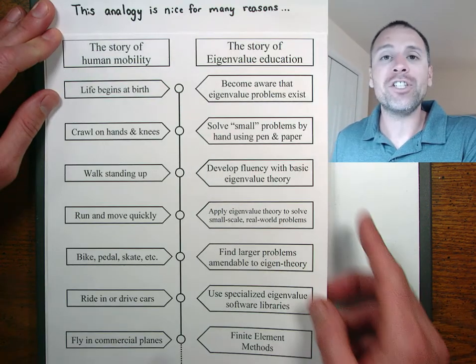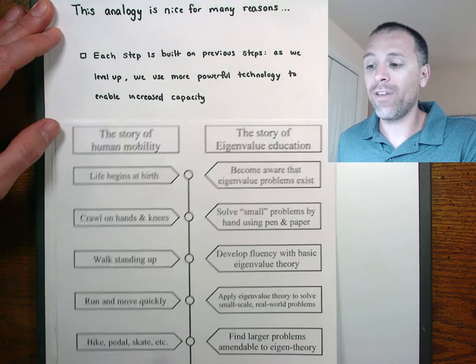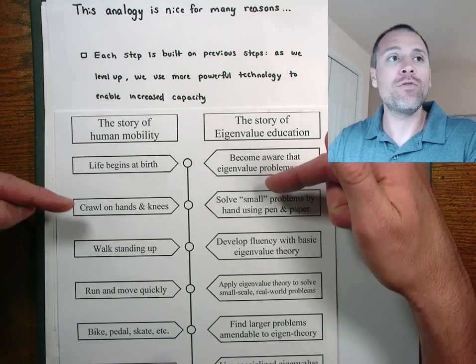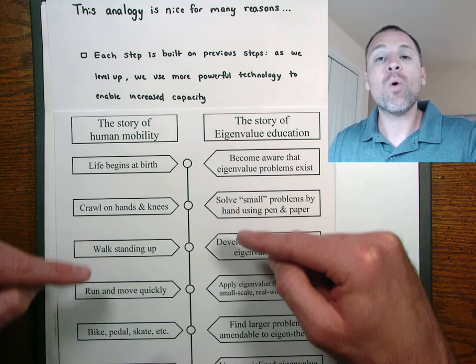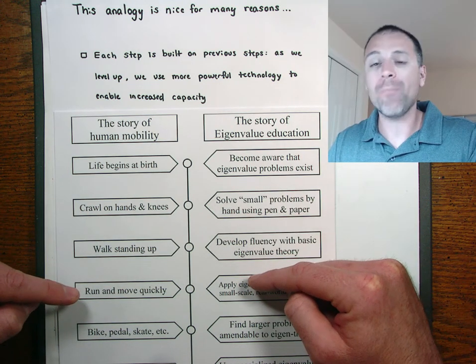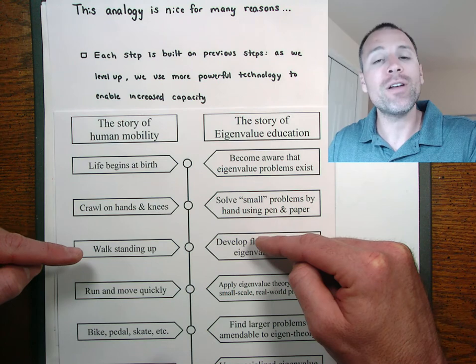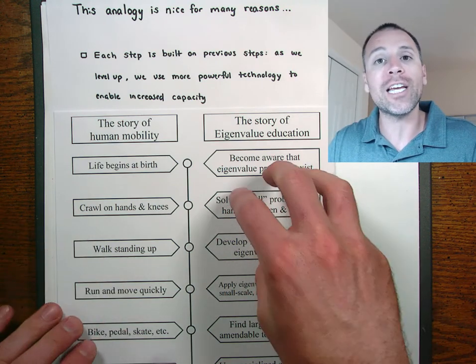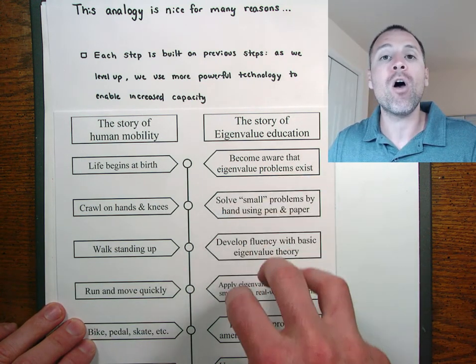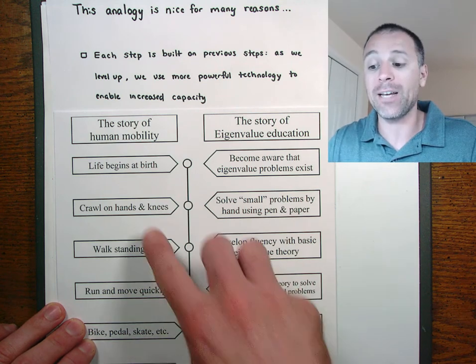I like this analogy for many reasons, and one of them is that as we move down in complexity, the more complex concepts are based on fluency in the previous steps. So the idea of early introductions actually sets us up for more complex abilities. And the same thing is true with mobility.